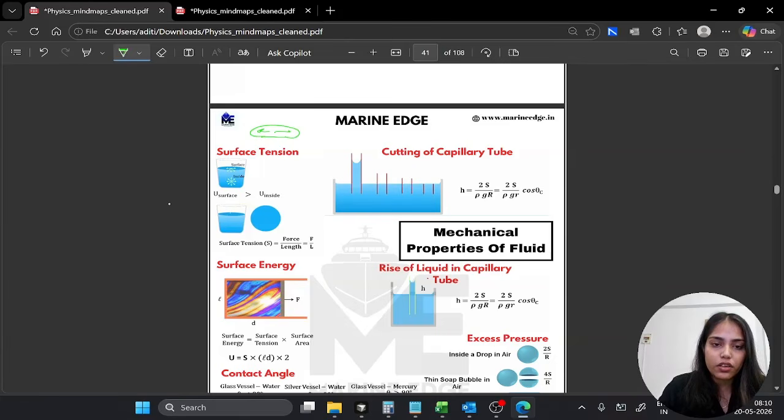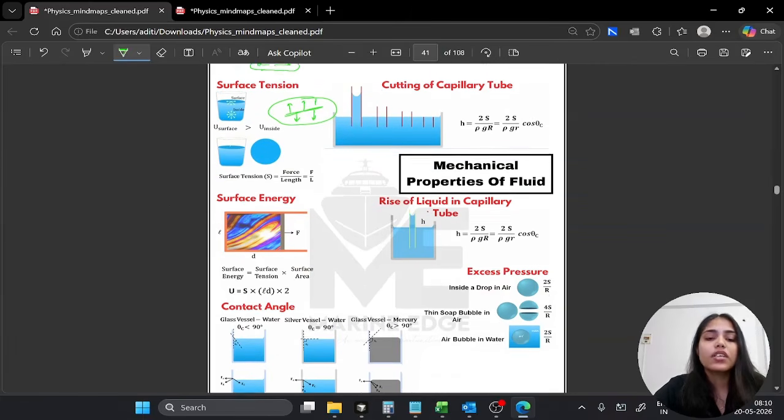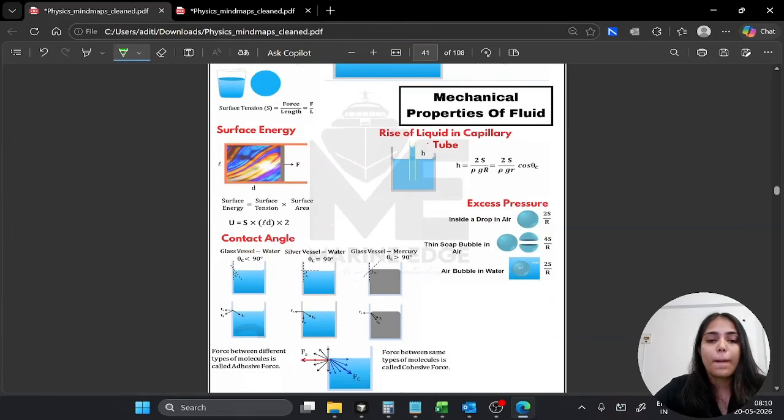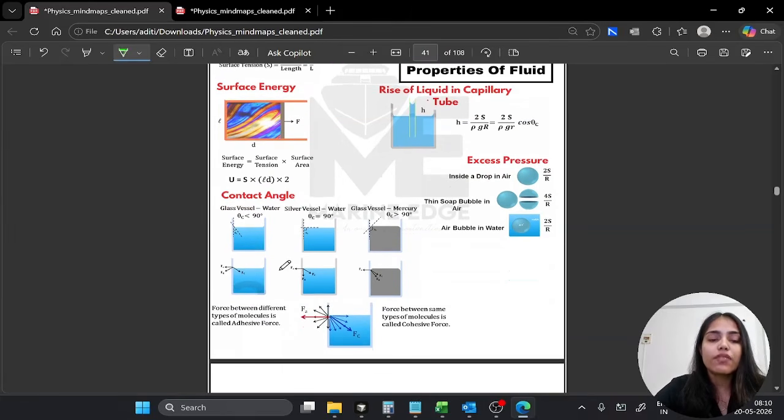We calculate surface tension as force per unit length across the surface. For example, if this is the surface of water and you are calculating for this length, the surface tension will be force per unit of this length. Now, surface energy is equal to surface tension into whatever surface area is there.